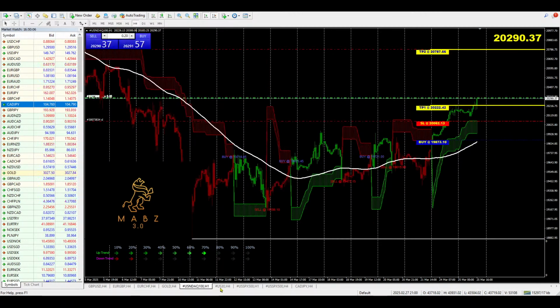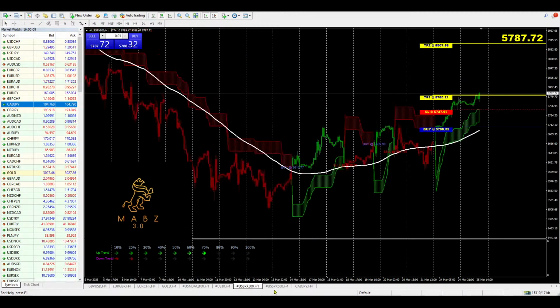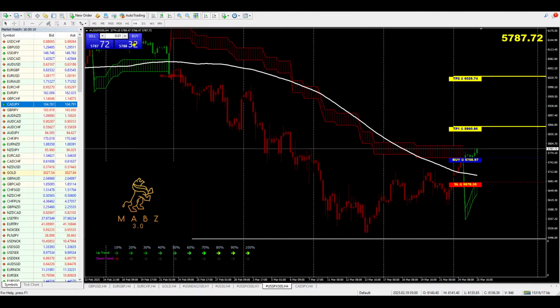Okay, so US 30, NAS 100. Just for control, we can also do SP 500. I'm just targeting TP2, guys, because I want to allow my trades to have space to run. Okay, one, two, three, four, five.